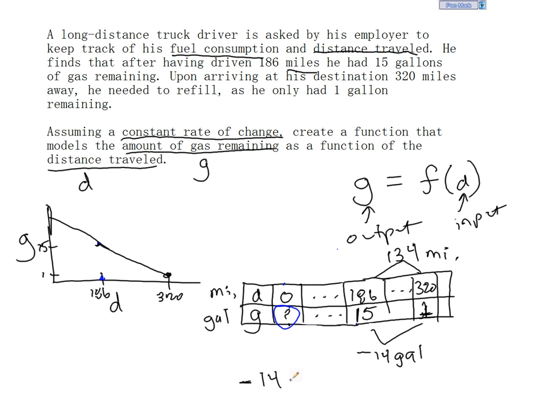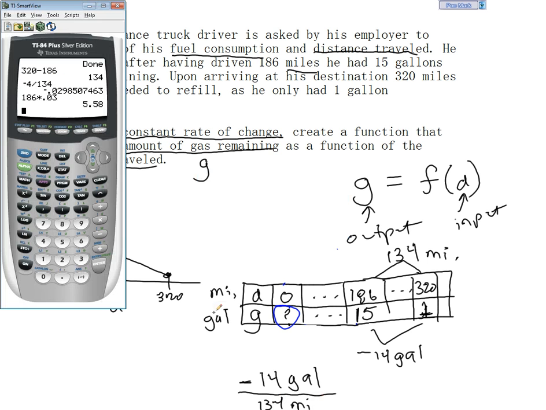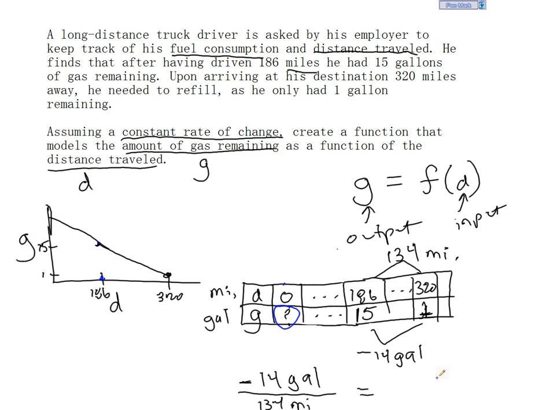Relates to our output value. So negative 14 gallons consumed across 134 miles. Well, that means if you divide the two, negative 14 divided by 134, that tells us the gallons per mile, and we'll round to the tenths place since we don't probably need to be too exact here. So we get negative 0.1 gallons consumed per 1 mile. So you consume a tenth of a gallon for every 1 mile that you drive in this truck.